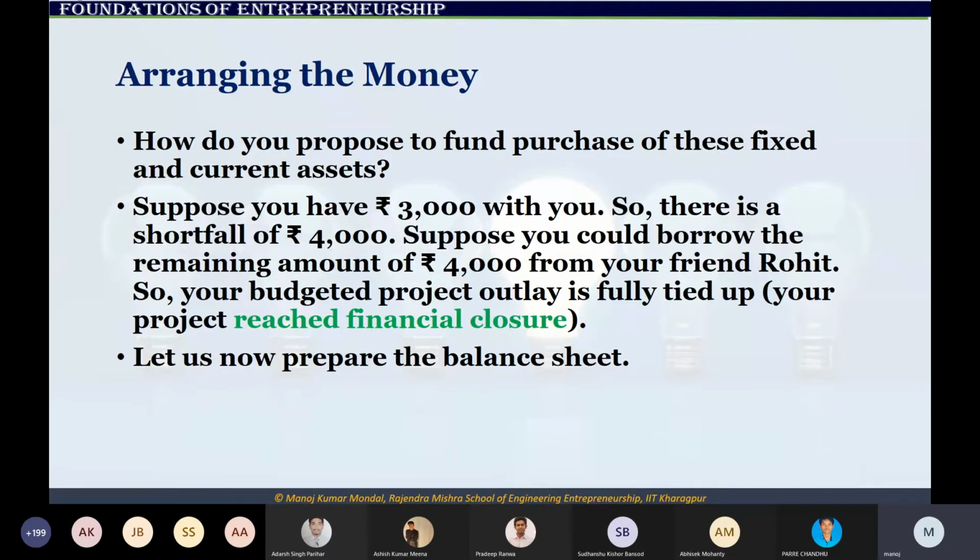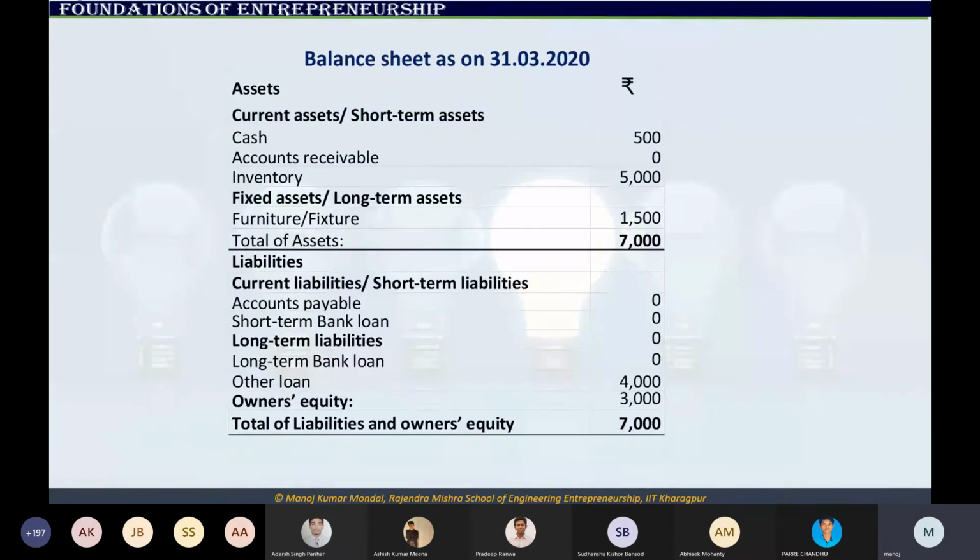When all the money is arranged, suppose you need 1 crore rupees and you have already tied up, meaning you have approached different parties and they agreed, and you see that all 1 crore rupees has been arranged or somebody committed. That is called financial closure of a project or a business, meaning you have reached financial closure of the business. Now let us prepare the balance sheet. Once you have the financial closure, now you can prepare the balance sheet.